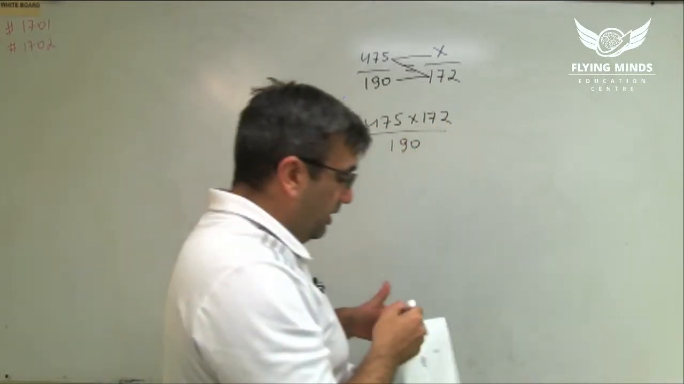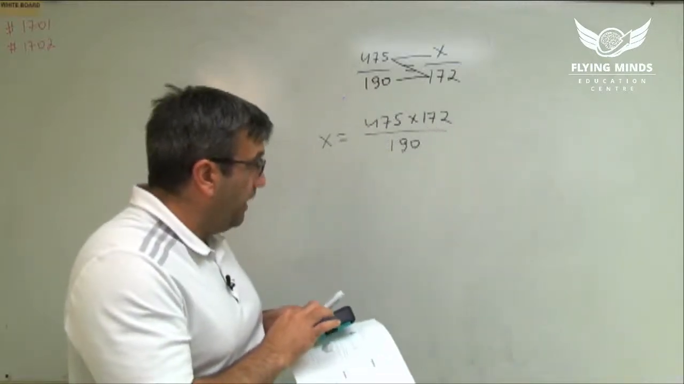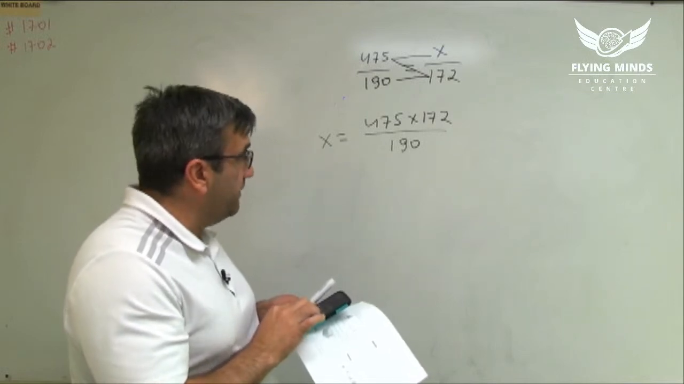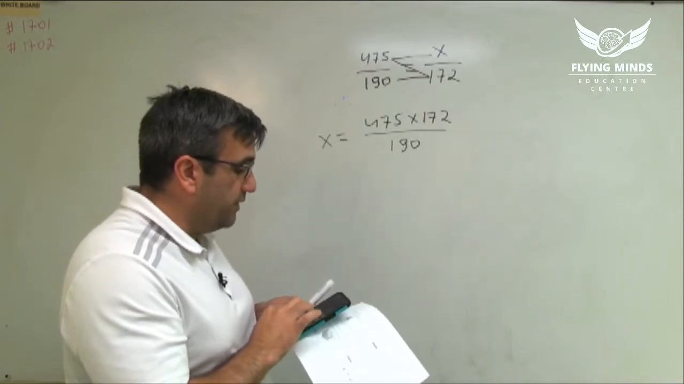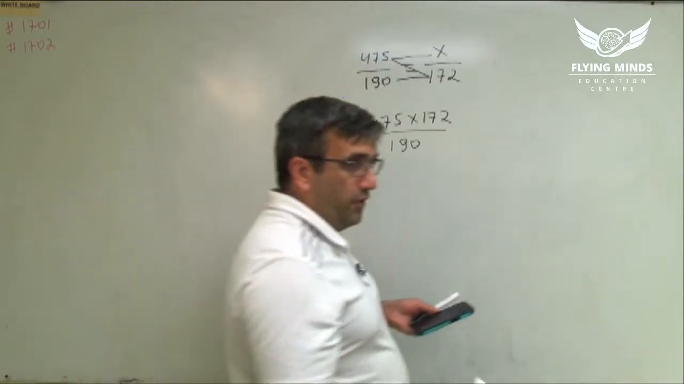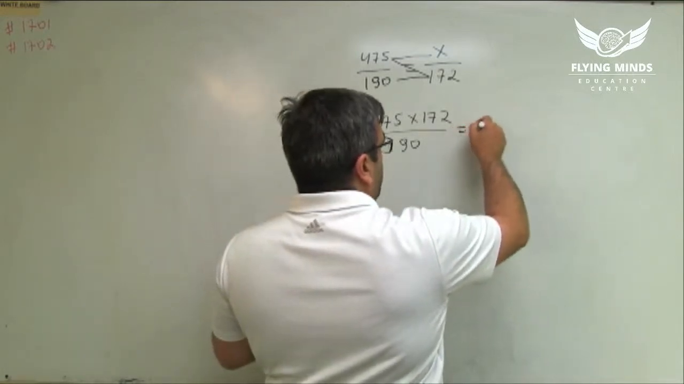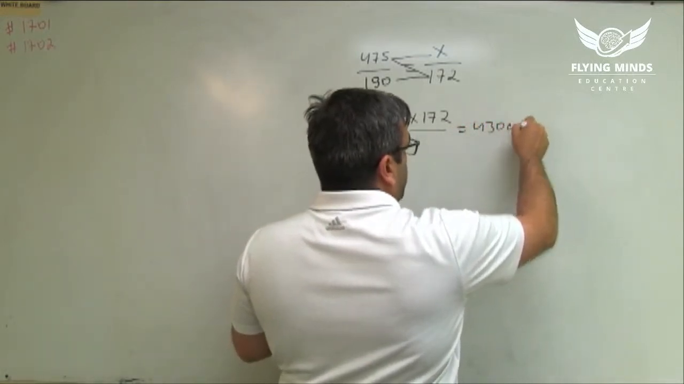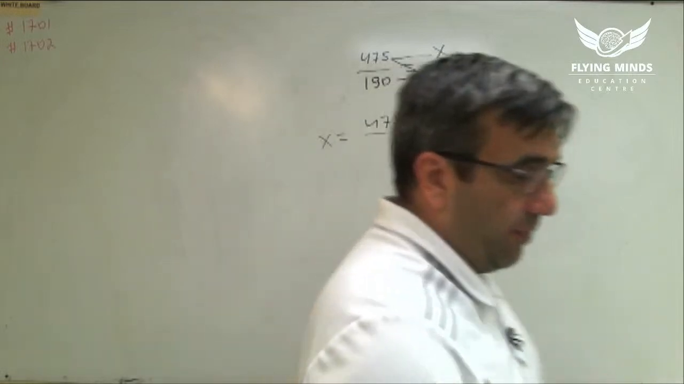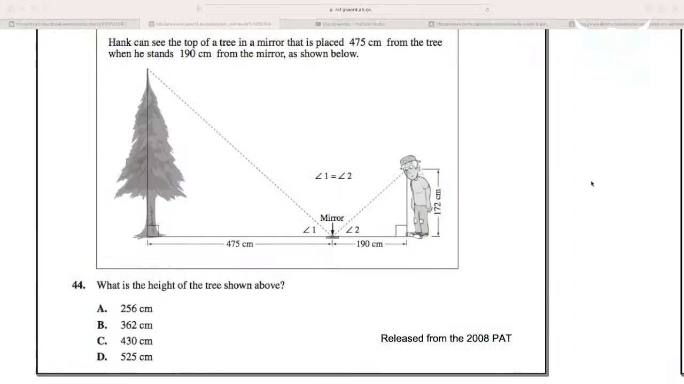Okay, so we can use a calculator. 475 times 172 divided by 190. So 430, right? 430. So the height of the tree is 430 centimeters. And this is answer C.